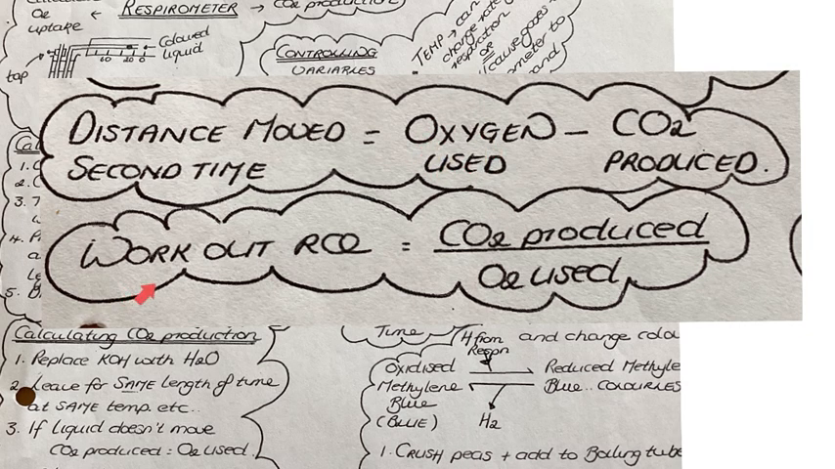And you can then work out the RQ value from these things. The RQ value is the carbon dioxide produced divided by the oxygen that is used.